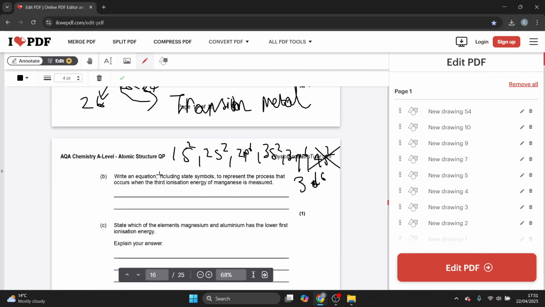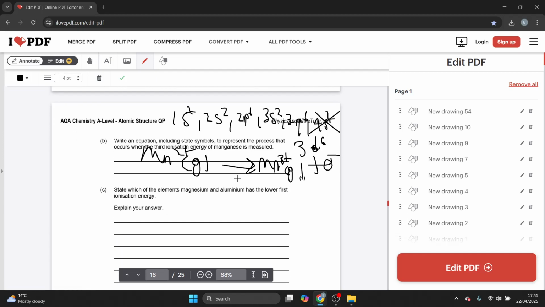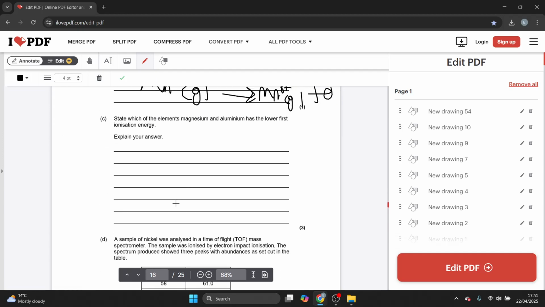One equation representing the third ionization of manganese is measured. So, third ionization, Mn 2+. Remember, with this you just do the opposite. So Mn 2+ arrow Mn 3+ gaseous plus e minus. Always in the gaseous state. Ions. Which one has a lower first ionization energy?